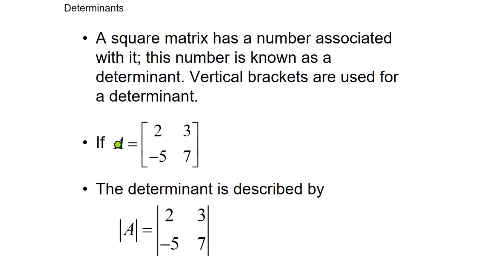So if matrix A is, for example, the matrix 2, 3, minus 5, 7, then we say that the determinant of A is this determinant here. Vertical brackets surrounding this structure here, 2, 3, minus 5, 7. Now it can only be a square matrix that has a determinant associated with it.